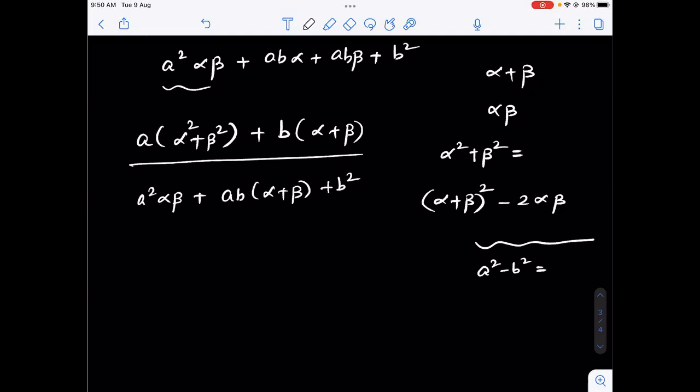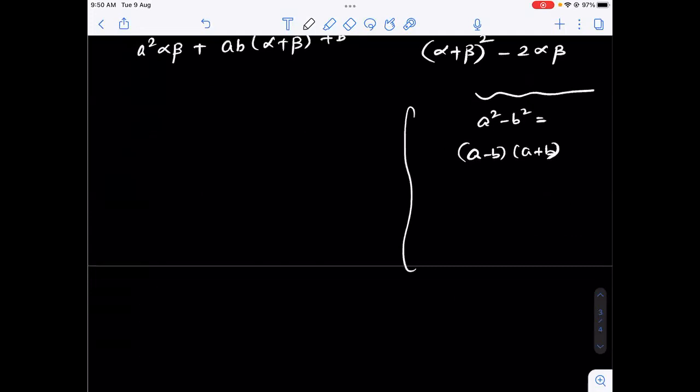Another confusion: you cannot write a minus b the whole square, because a square minus b square will not have a positive b square. Whether you do a minus b or a plus b, the coefficient of b square is always positive. So for a square minus b square, the only option is a minus b into a plus b. You cannot do anything beyond that. What I'm trying to say is, observe a square plus b square, you can write it in two ways. One is a plus b the whole square minus 2ab, or you can write it as a minus b the whole square plus 2ab.